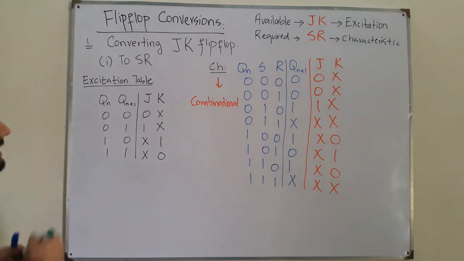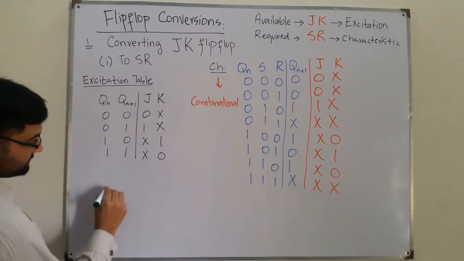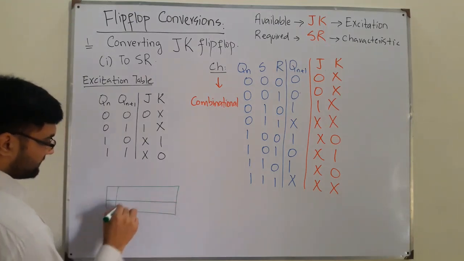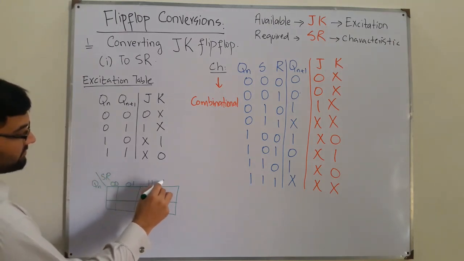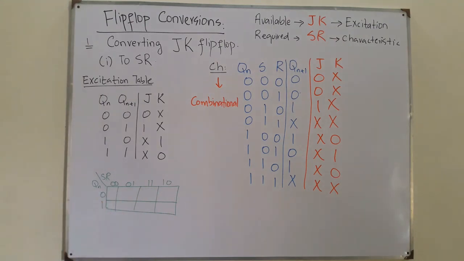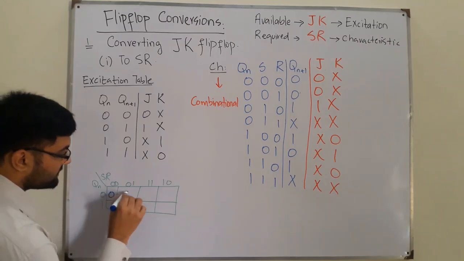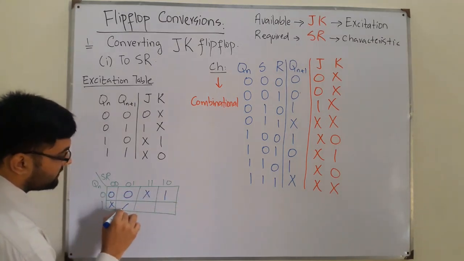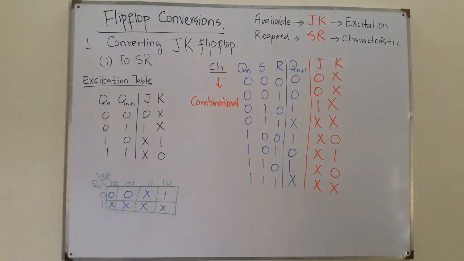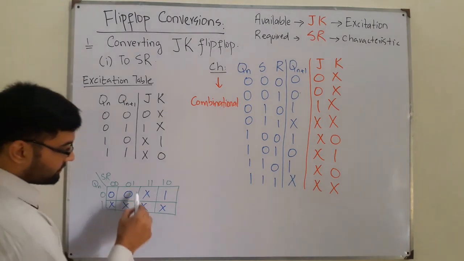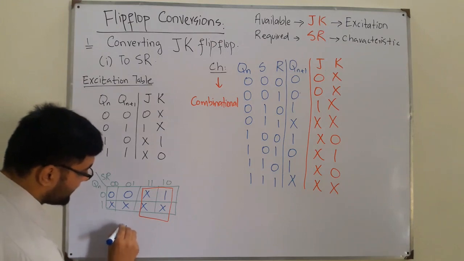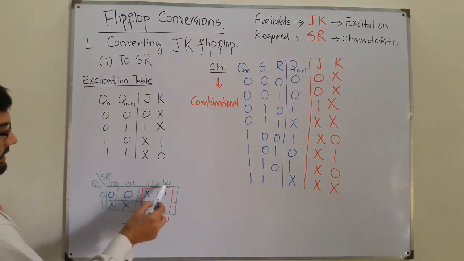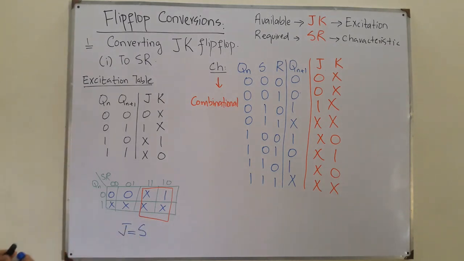So let's say I draw it over here, so we'll be having an 8 cells map. This would be QN. This would be S and R, 0, 0, 0, 1, 1, 1, 1, 0. Now you fill them for J. So 0, 0, 1, 0, 0, 1, and the rest are don't cares. All right. So now we can have a group of 4 ones from here, like this. And this represents the table for J. So J is equal to QN is changing and R is also changing. So J is equal to S, simply.